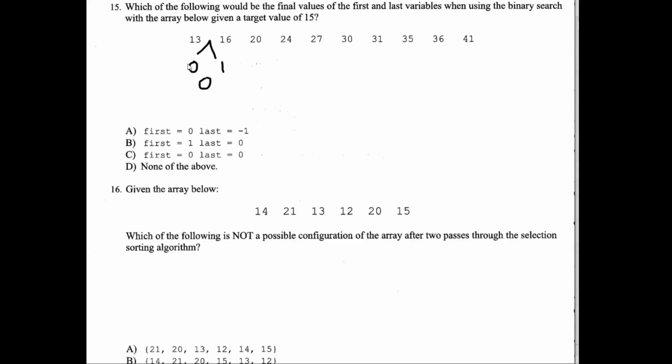the result of the algorithm will be that first will get incremented by 1 to 1, and that last will be decremented by 1 to 0. So first will be 1, last will be 0, which is answer choice B. Again, if you're not comfortable with these algorithms, I would recommend that you become more familiar with them, maybe practice coding them a few times to get more comfortable.